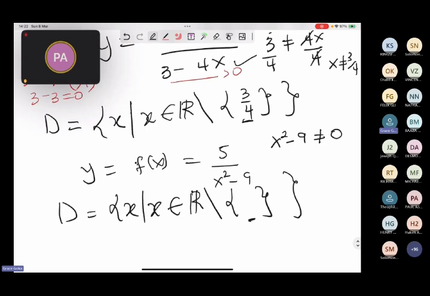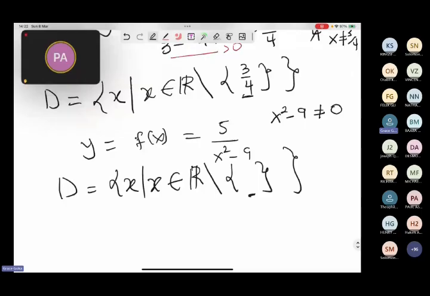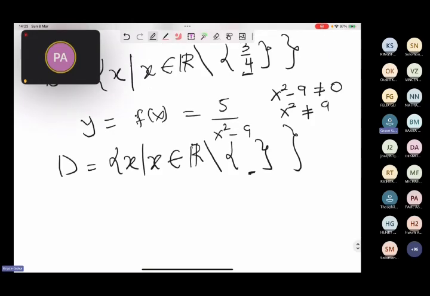There are two ways of going about this. One, you can do the difference of two squares and factorize it, or you can just send the negative 9 to the other side and find the square root of both sides. All right, so let's do the two. If we send 9 to the other side, x squared must not be equal to 9. If we find the square root of both sides, then x must not be equal to plus or minus 3, because the square root of 9 is negative 3 or positive 3.